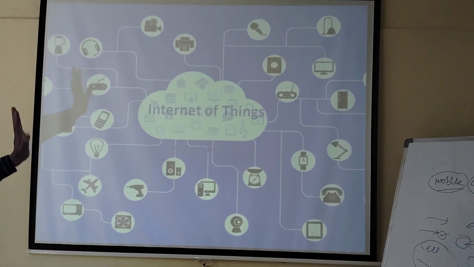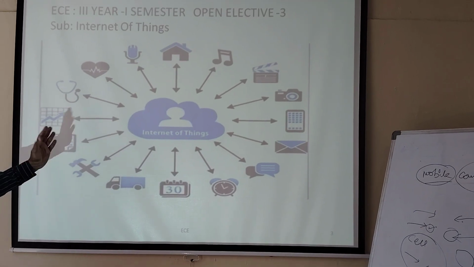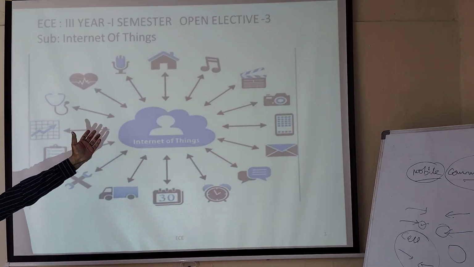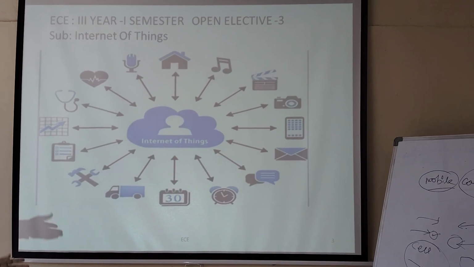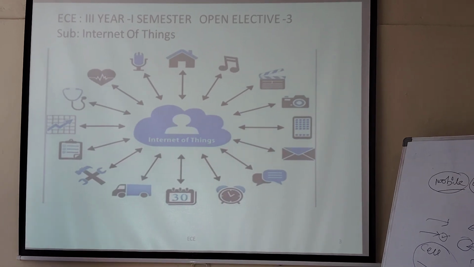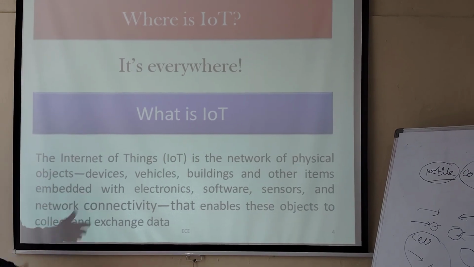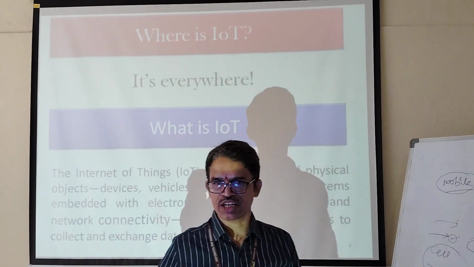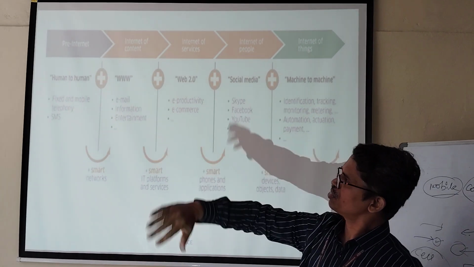This is the mind mapping of Internet of Things. This diagram shows the domains in which IoT is involved. Each and every application that we see in day-to-day life, in hospital management or any industry, IoT is everywhere. It's not here and there. It is in hospitals, in industry, in any domain you name, there will be IoT.